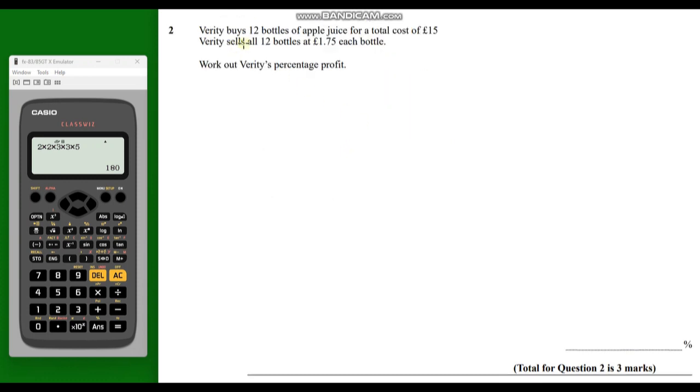Question 2. Verity buys 12 bottles of apple juice for a total cost of £15. She then sells all 12 bottles at £1.75 each bottle. Work out Verity's percentage profit. So to work out percentage profit, let's write down the formula. Percentage profit. Well, we take the actual profit that she's made, so the difference between what she buys them for and what she sells them for, and we divide that by the original cost.